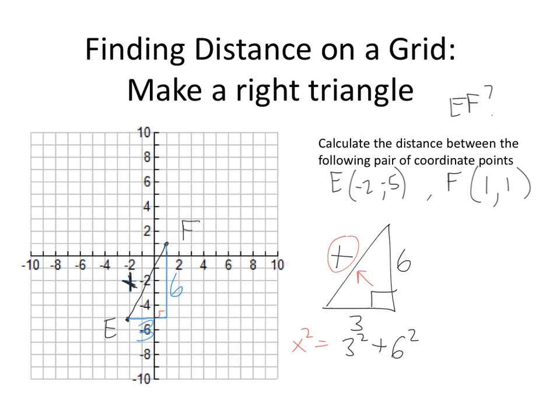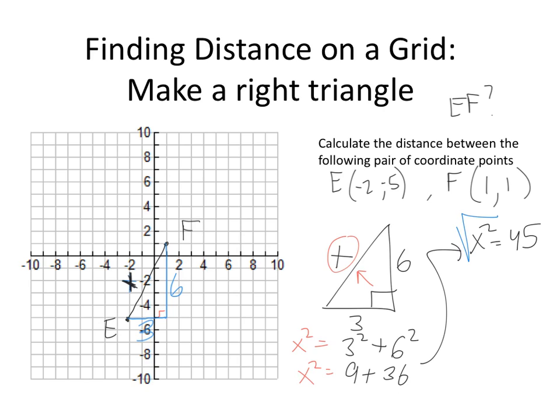So now we just do the Pythagorean theorem. 3 squared is 3 times 3, which is 9. 6 squared is 6 times 6, which is 36. X squared is equal to 45. Let's go up here with it. So, okay, x squared is 45. Does that mean that EF is 45 units big? No, no, no. 45 units big would be way too big for the grid. That means that the square of EF, or the distance of EF multiplied by itself, is 45 big.